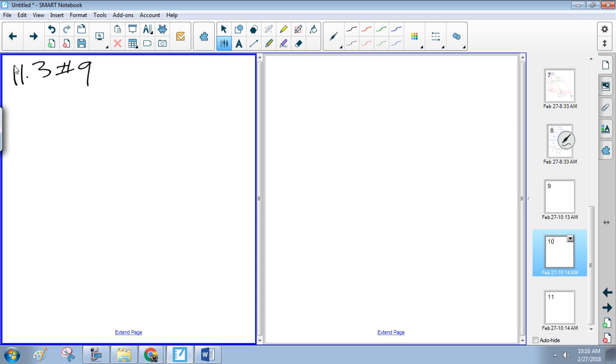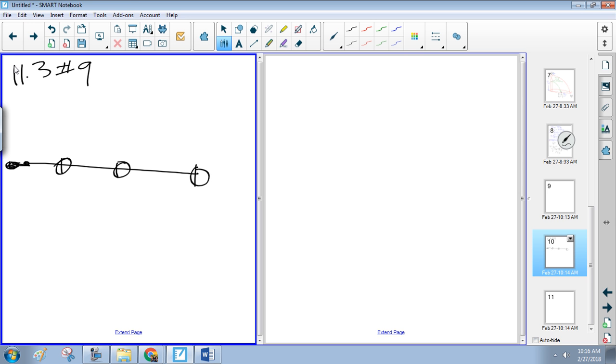Try that again. Okay, so each of these things has a mass of... Why am I having so much trouble drawing this? It should not be this difficult.